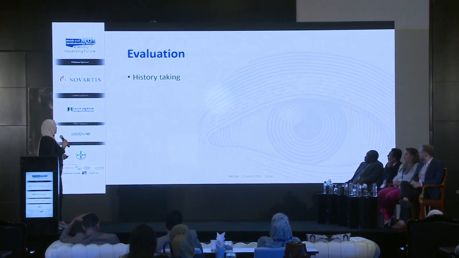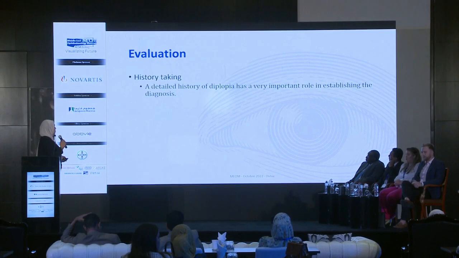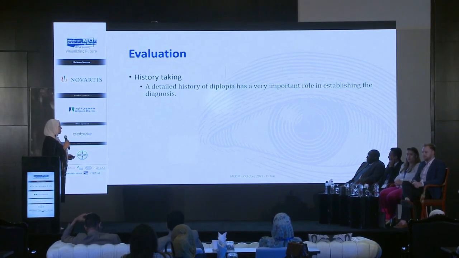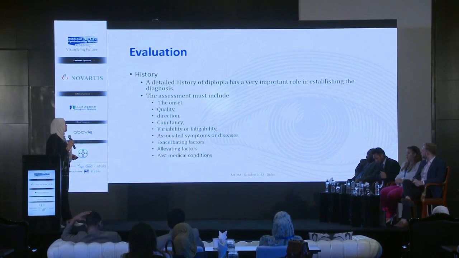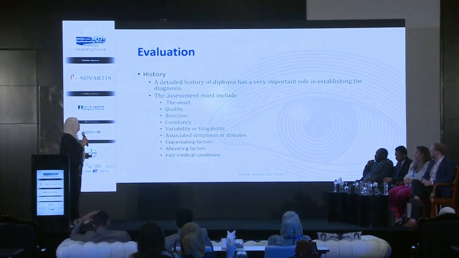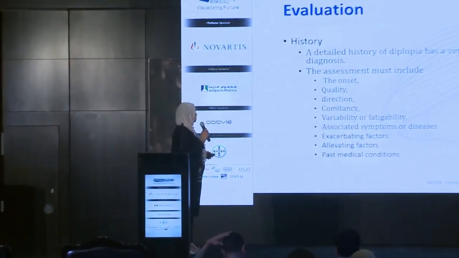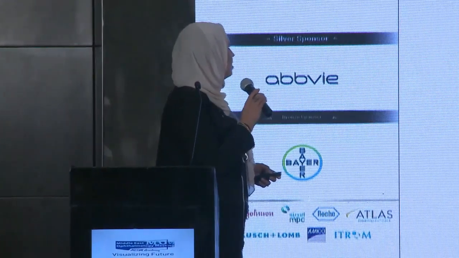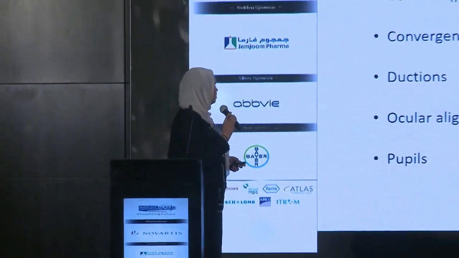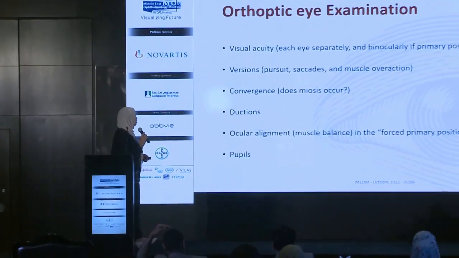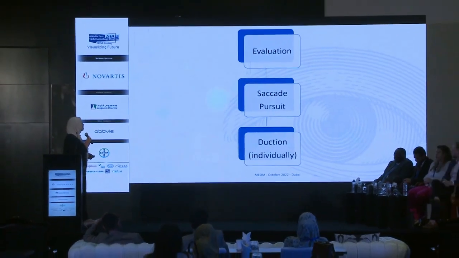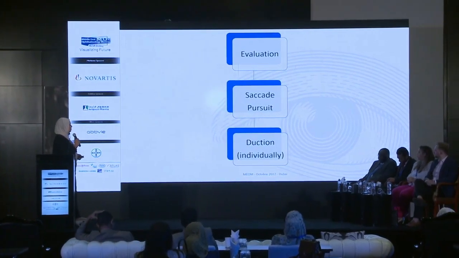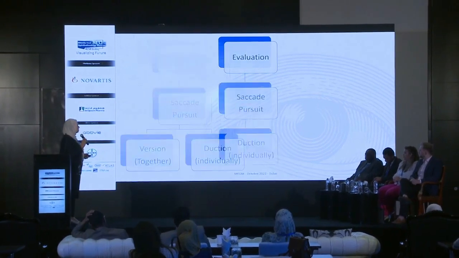The evaluation begins with history taking. A detailed history of diplopia has a very important role in establishing the diagnosis. The assessment must include onset, quality, direction, concomitancy, variability or fatigability, associated symptoms or disease, visual acuity, field of vision, convergence, duction, ocular alignment, and pupils. Evaluation is done by studying saccades, pursuit, ductions, and versions.